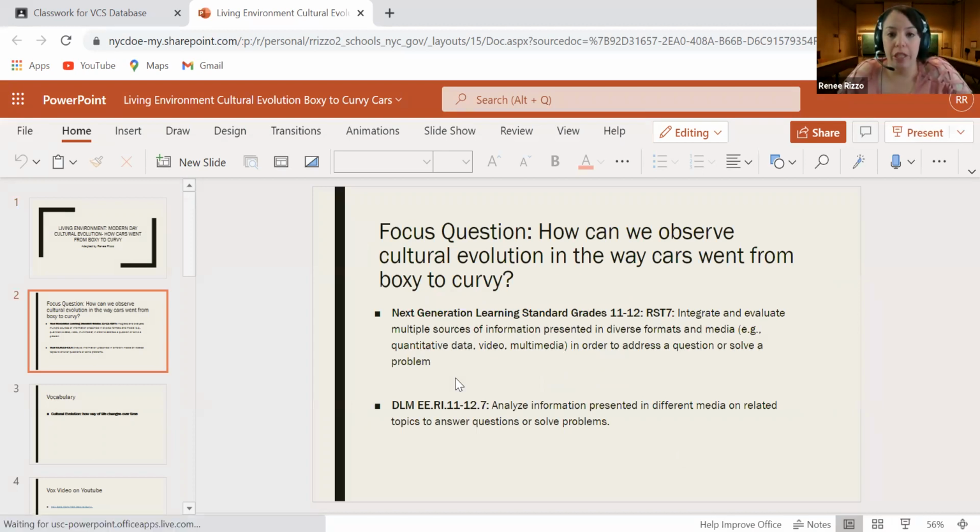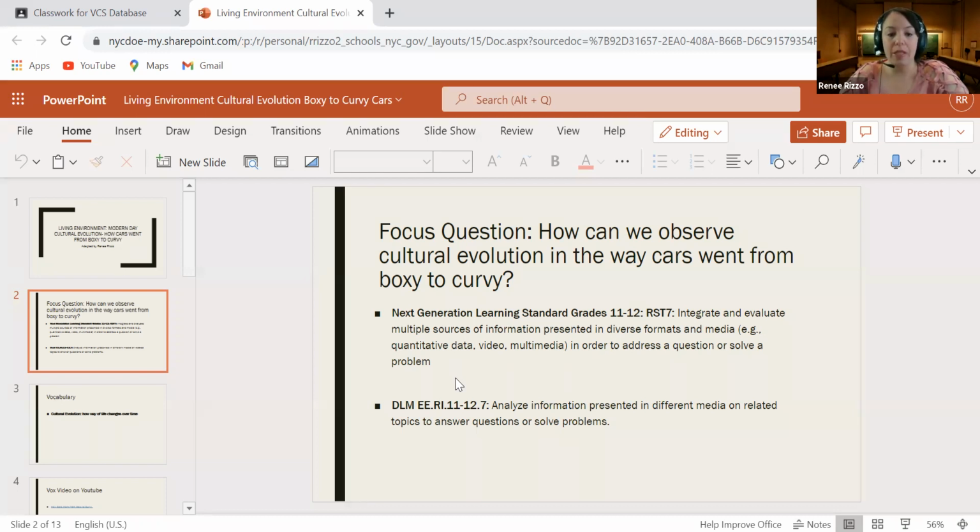So, the focus question that I developed based on what this particular lesson is about: How can we observe cultural evolution in the way cars went from boxy to curvy? The Next Generation Learning Standard that I believe was addressed is grades 11 through 12, RST 7: Integrate and evaluate multiple sources of information presented in diverse formats and media, quantitative data, video, multimedia, in order to address a question or solve a problem.